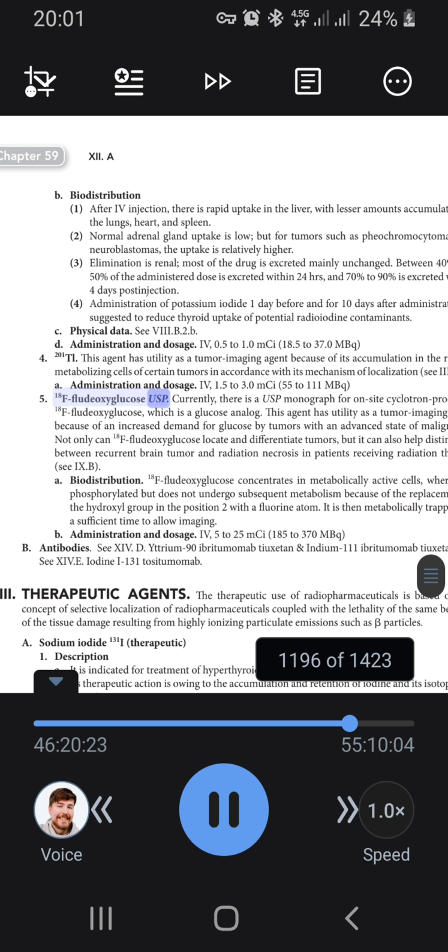5. Fluorine-18 fluorodeoxyglucose USP. Currently, there is a USP monograph for on-site cyclotron-produced fluorine-18 fluorodeoxyglucose, which is a glucose analog. This agent has utility as a tumor imaging agent because of an increased demand for glucose by tumors with an advanced state of malignancy. Not only can fluorine-18 fluorodeoxyglucose locate and differentiate tumors, but it can also help distinguish between recurrent brain tumor and radiation necrosis in patients receiving radiation therapy.